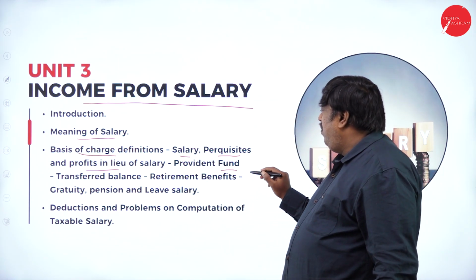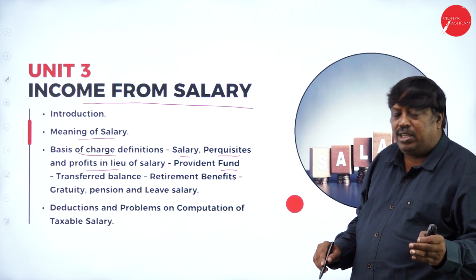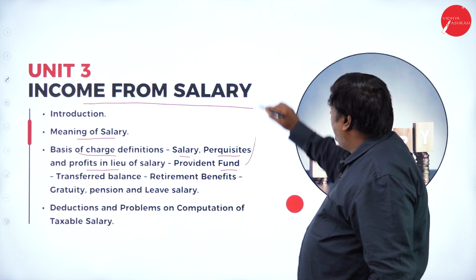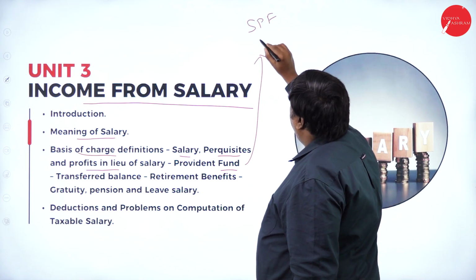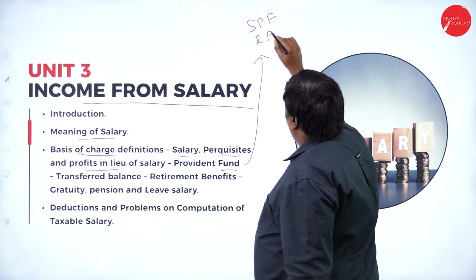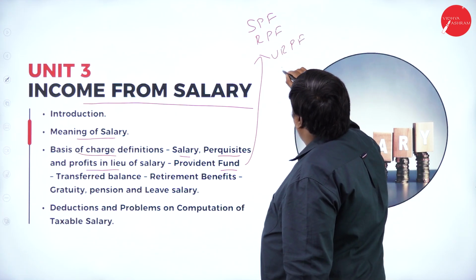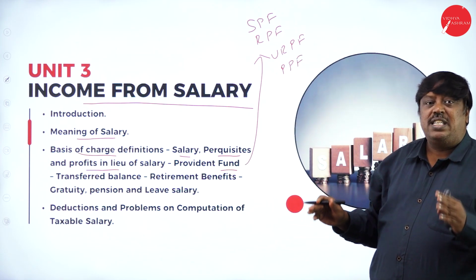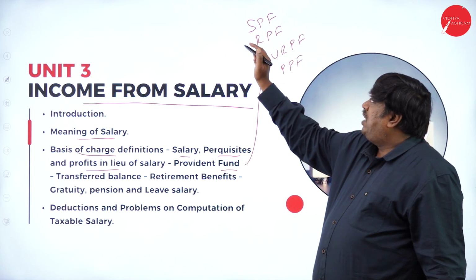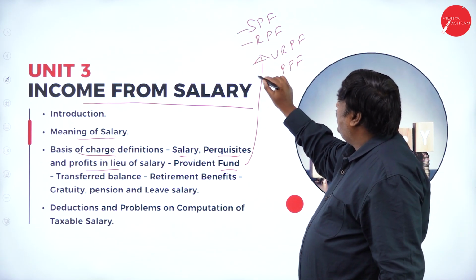And provident fund we have here. It is a very important theory question as well as practical question. In the provident fund, we have here statutory provident fund, recognized provident fund, unrecognized provident fund, and public provident fund. So there are 4 types of provident funds, and in that, first is statutory, recognized, unrecognized, and next we have public.